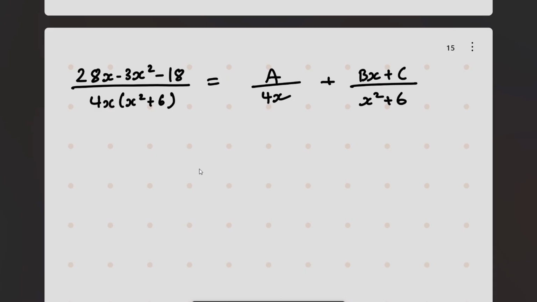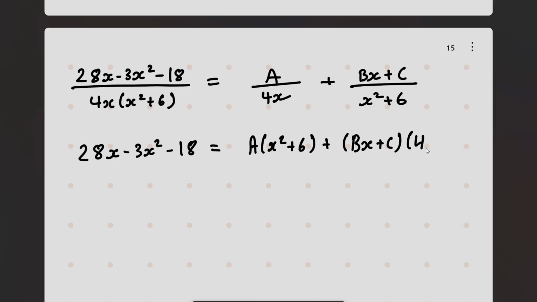So now you're going to multiply both sides with 4x, x squared plus 6, and you're going to get 28x minus 3x squared minus 18 equal to a times x squared plus 6 plus bx plus c times 4x. And now you're going to say that x is equal to 0. And you're going to get negative 18 equal to 6a, and a is just equal to negative 3. Some of you might have noticed that once we have taken x is equal to 0, b times 0 is always going to be 0. If you remember from our previous example as well, to find c, we had to take x is equal to 0. So what do we do now here?